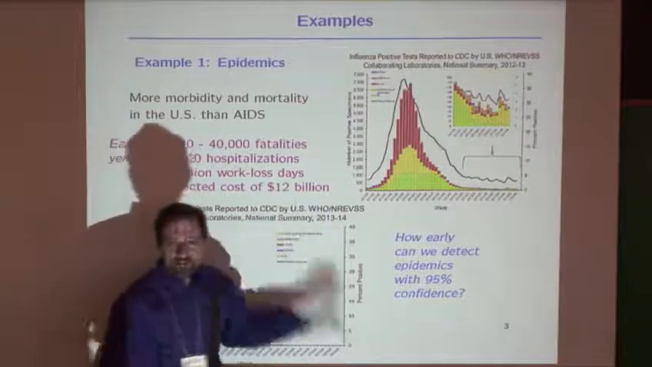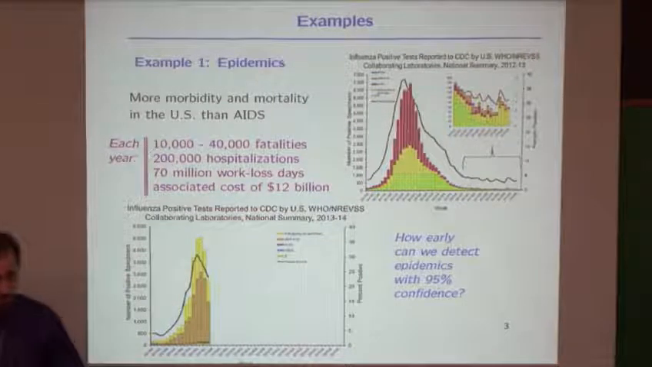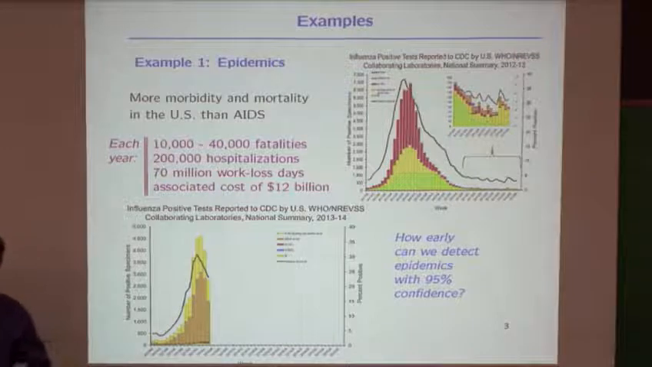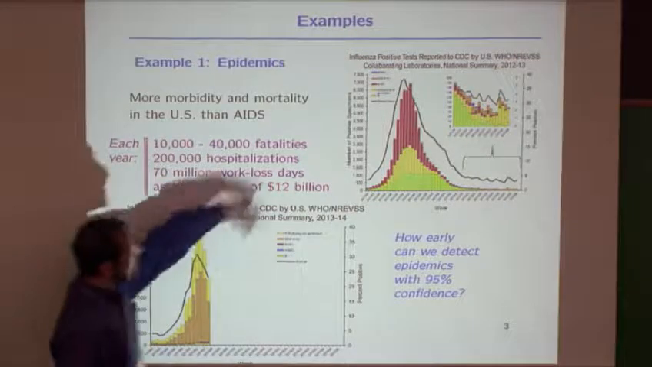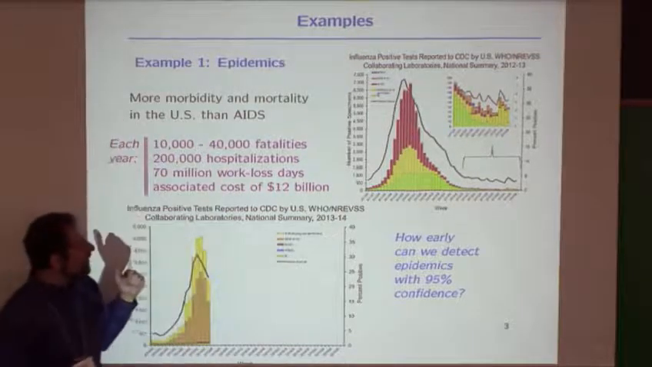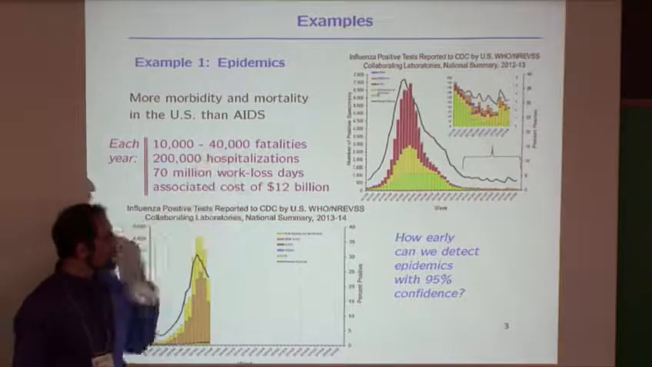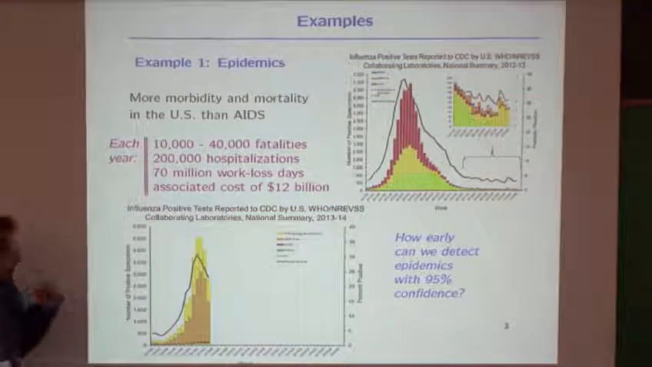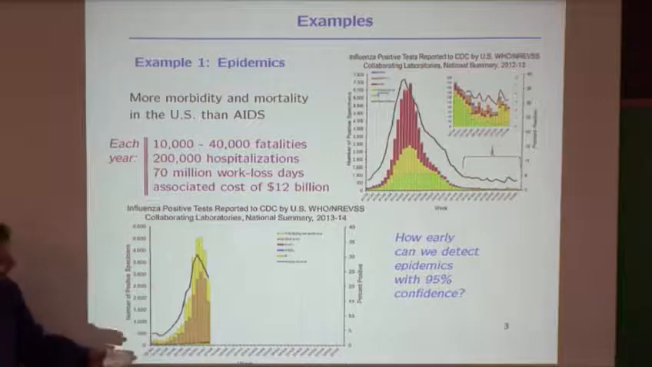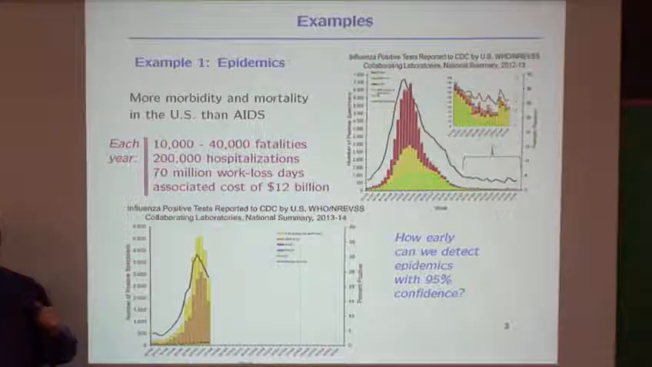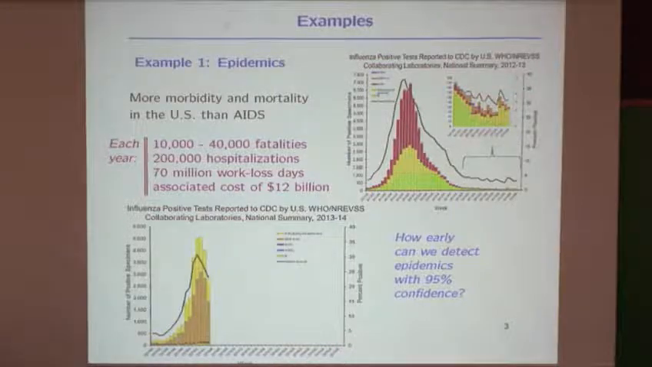Please notice different colors. These are different strains of influenza, so the problem is multidimensional. This is the number of positively diagnosed patients, and this is the last season, 2012-13. This is the current season, the beginning of the season. The question is how early we can detect some unusual trends, some change, and how early we can predict epidemic.